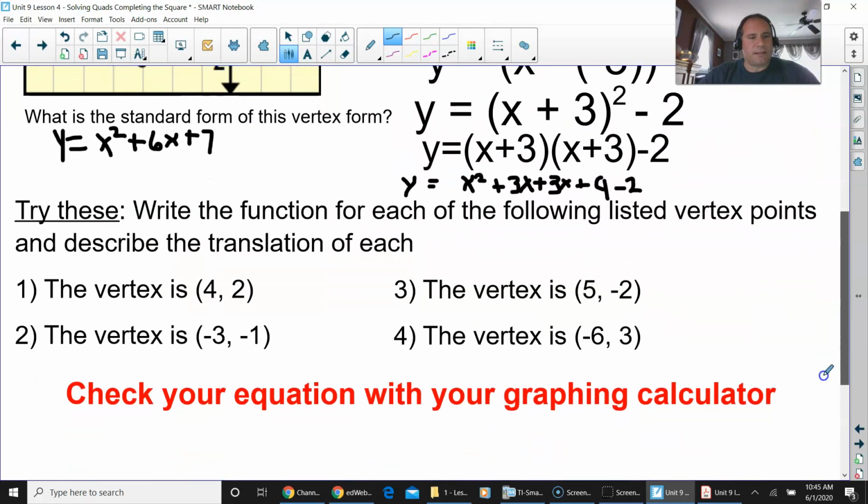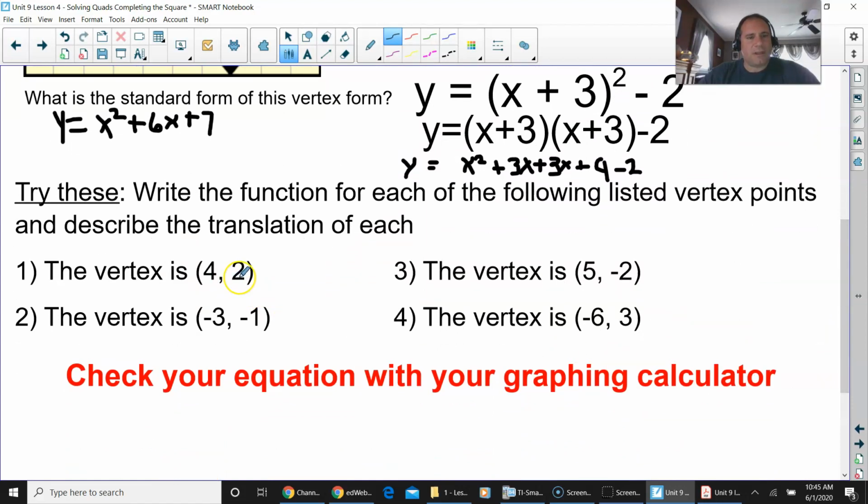So if you have a vertex that is 4, 2, from 0, 0, from the origin, where is that vertex? That would be very helpful, right? So it's actually 4 to the right. Think about where 4, 2 is. 4 to the right and 2 up.